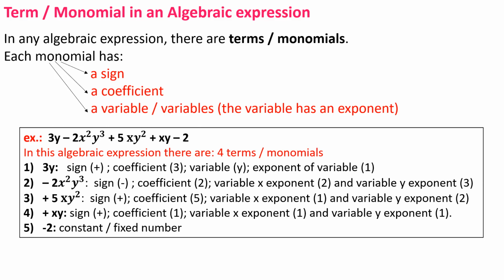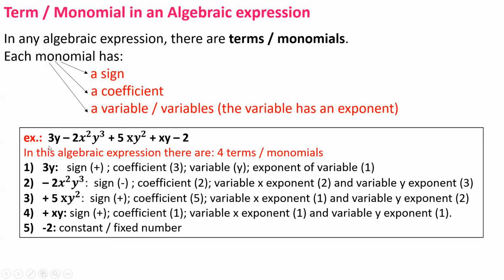As an example of an algebraic expression to know its monomials, 3y minus 2x squared y cubed plus 5xy squared plus xy minus 2. In this algebraic expression, how many terms or how many monomials do we have? We have 1, 2, 3, 4 terms or 4 monomials.